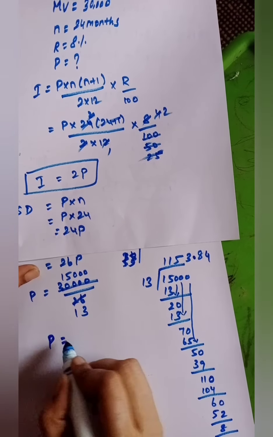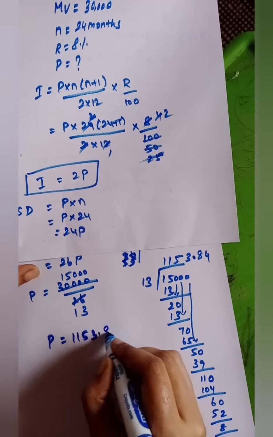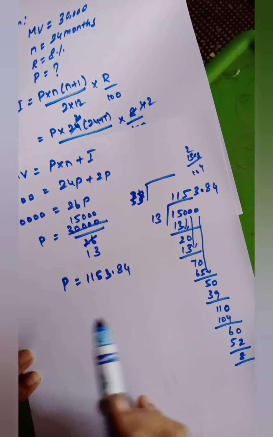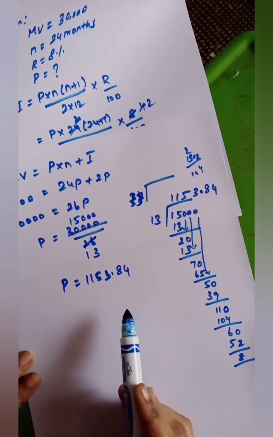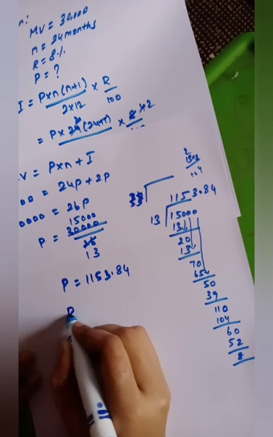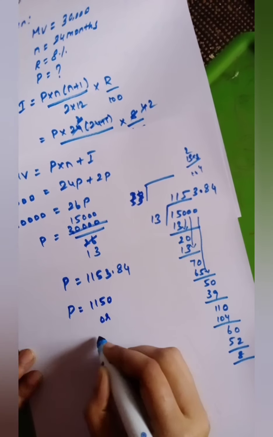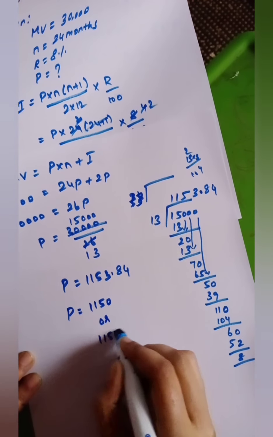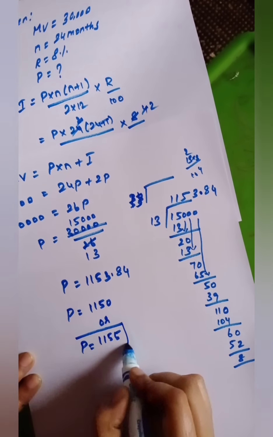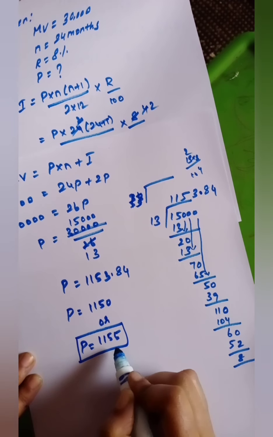So P equal to 1153.84. In the sum, they have mentioned the money deposited every month should be in the multiple of 5. So either we need to go with 1150 or 1155. So we can go with the number 1155. So the monthly deposited money would be 1155.